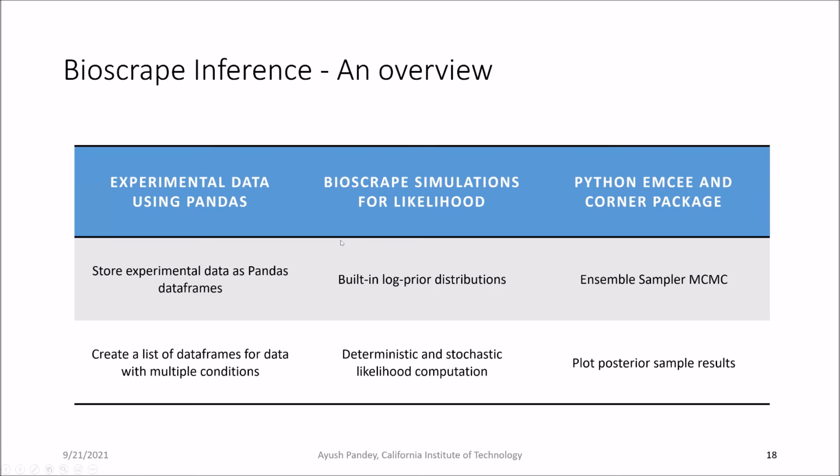If not, I will summarize Bioscript Inference. So it can take in experimental data as a CSV file from pandas. It has built-in log prior distributions that I will talk about more in the notebook. And it integrates Python Emcee to create this black box parameter inference pipeline to run Emcee and get Bayesian inference done for the given model.